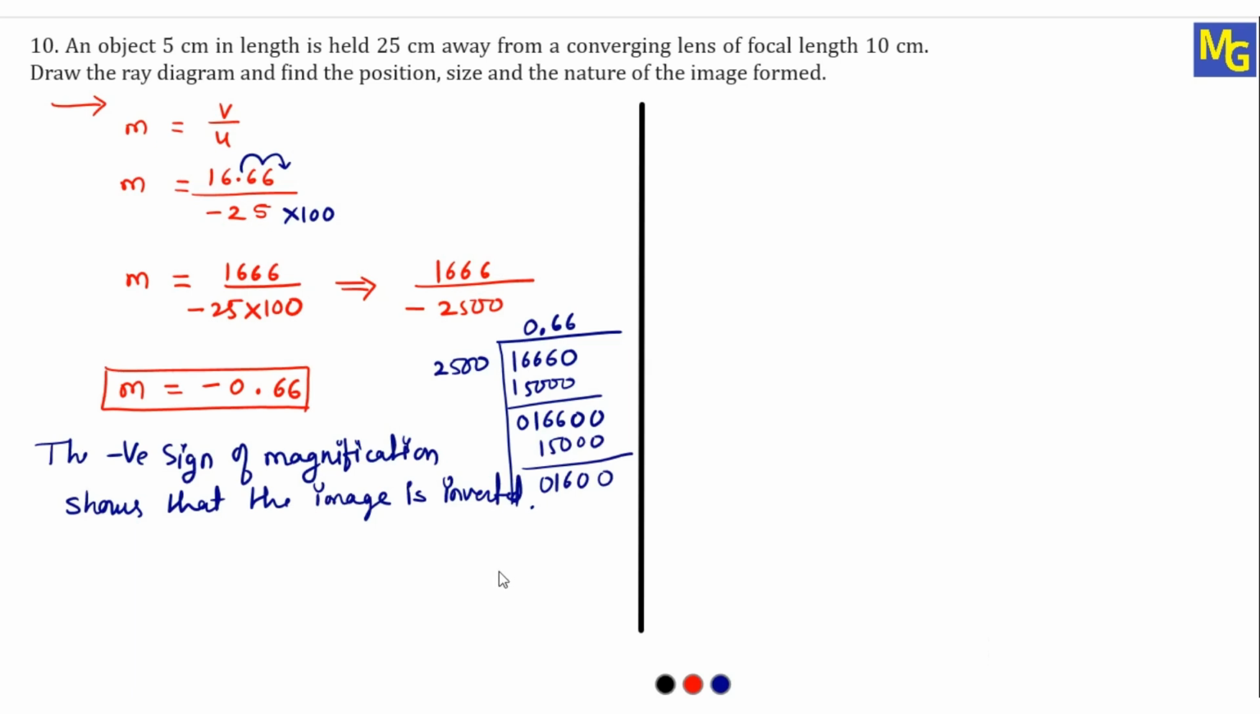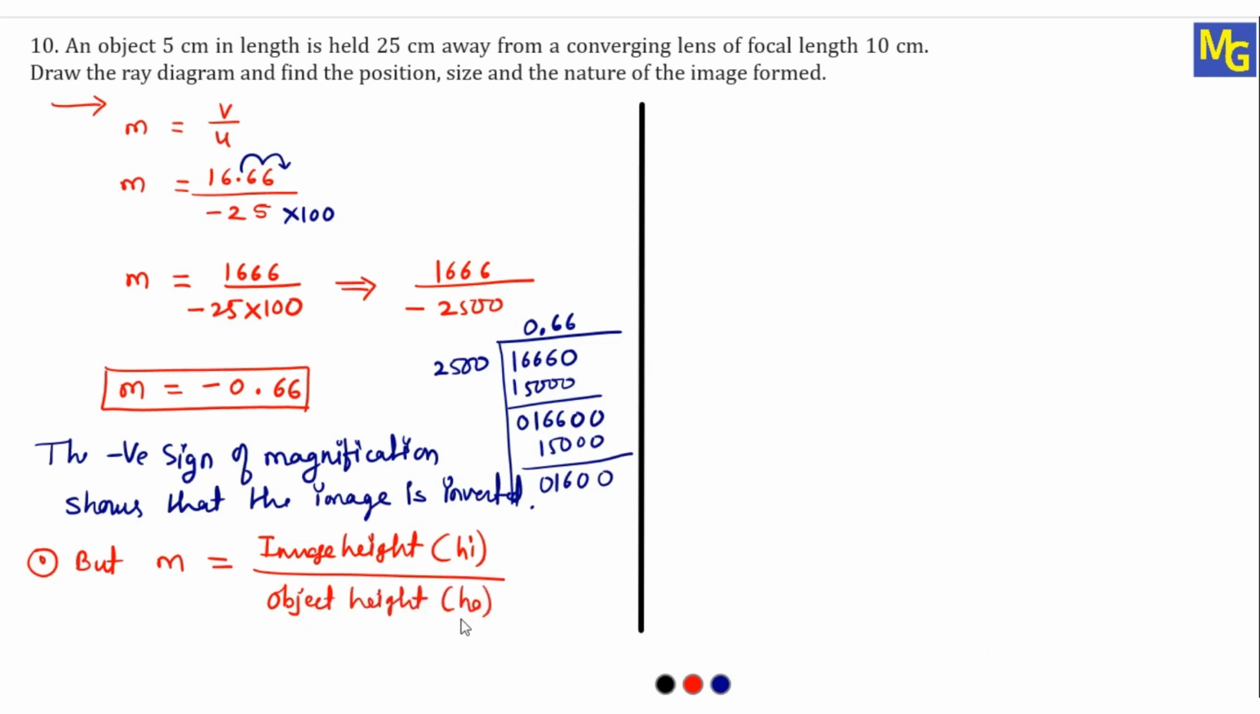Now see, there is one more formula for magnification which is in terms of height, so that also we can use. So I'll write here, magnification is equal to image height. What is the image height symbol? That is HI, and this is divided by object height, and the object height symbol is HO. So I'll write both. This is also one of the formulas for magnification.